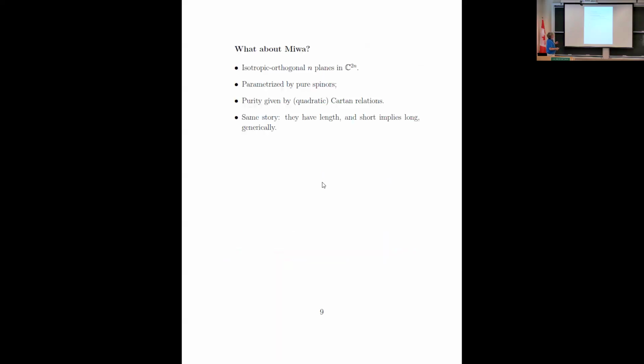But of course, you can take a limit. The Miwa relations, it's interesting. This is where you've got, instead of Lagrangian n-planes, you've got isotropic n-planes. So of course in C^2n there are 2 families of isotropic planes. They're parameterized by pure spinors. So this purity condition is given by these Cartan relations.